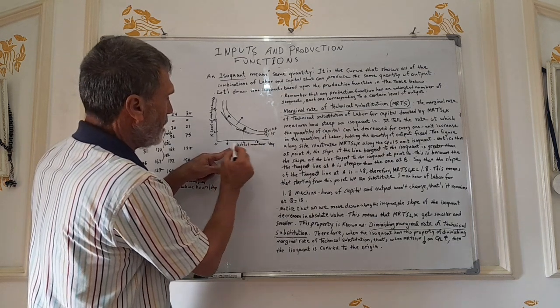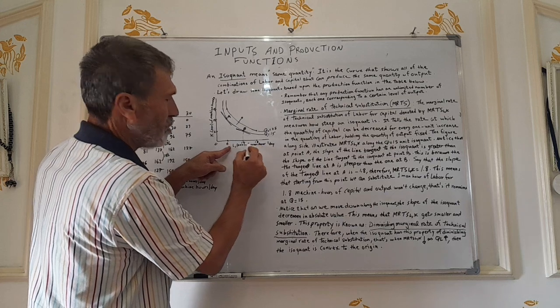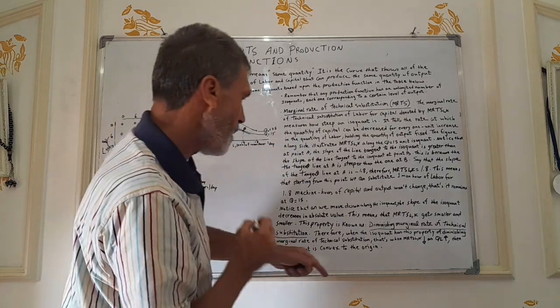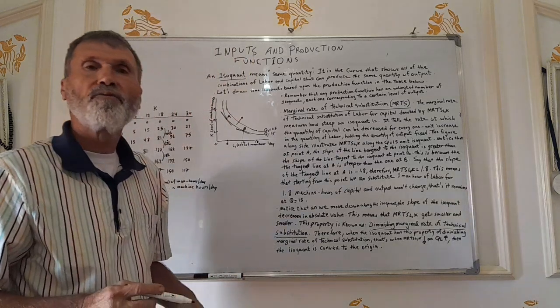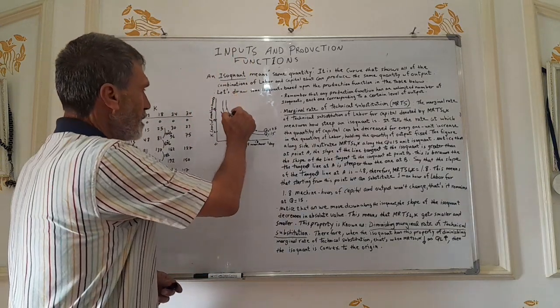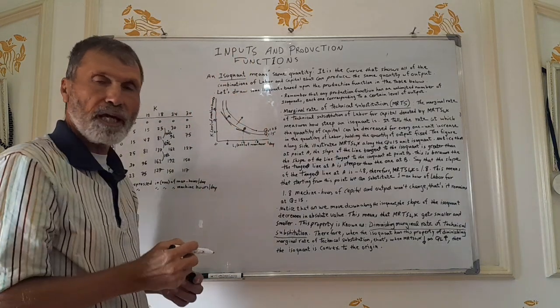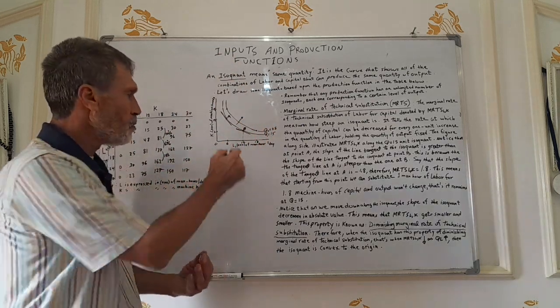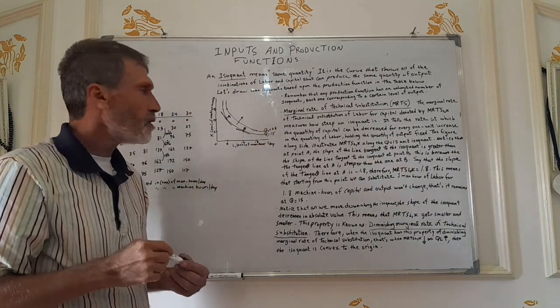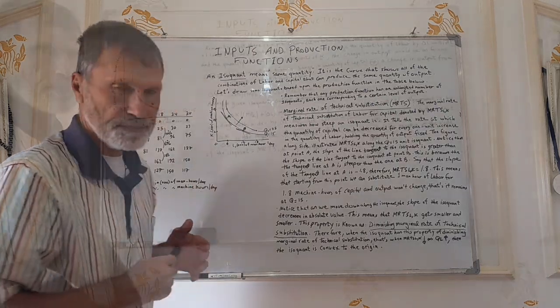As we move this way, 6, 12, 18, so the units of labor increases. Okay, then the isoquant is convex to the origin, as you can see, it is going convex, not concave. Its back is toward the origin of the plane over here.